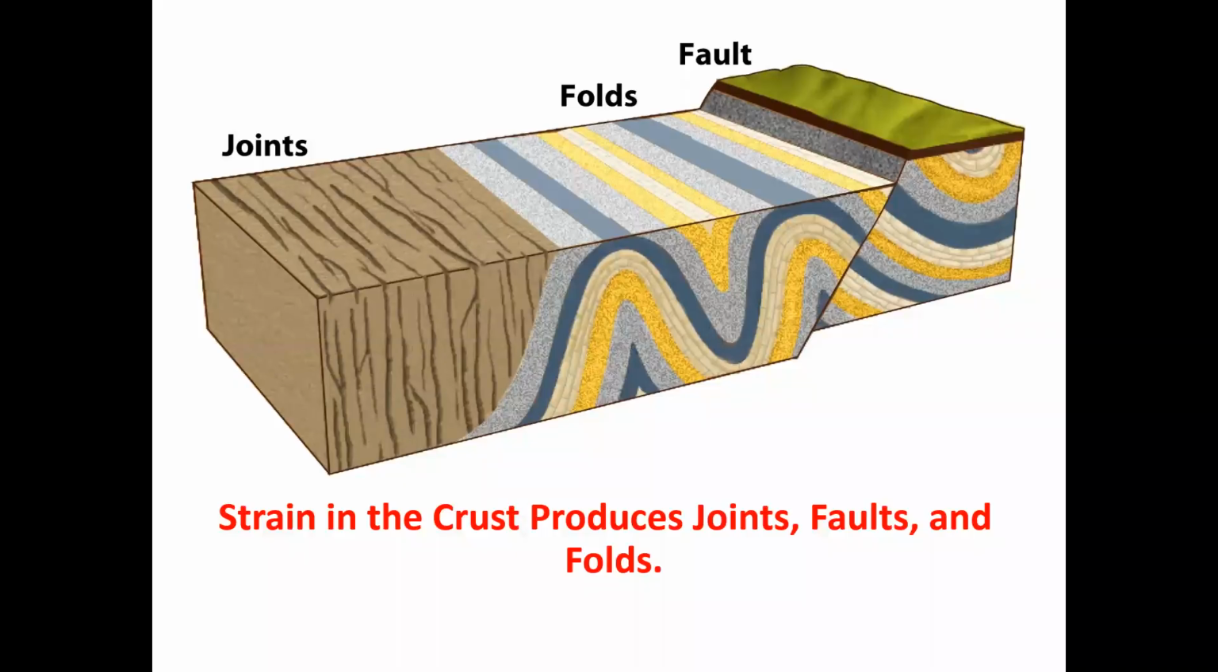Okay, so this is where we left off. This is a cartoon showing joints, folds, and a fault. Let me just point out the difference here. Joints are breaks in the Earth's crust, and faults are breaks in the Earth's crust, but there's no displacement between the sides of the joints. Here, the rocks have been displaced from each other.